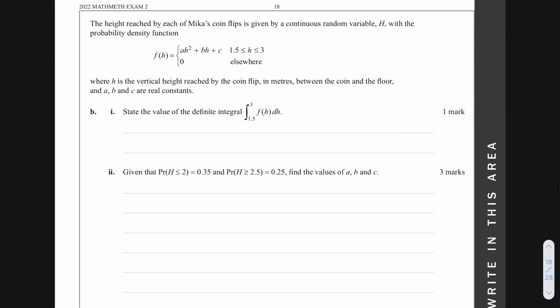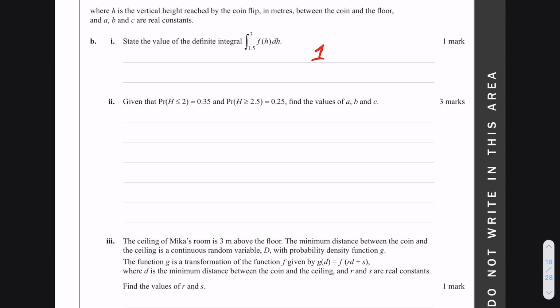The height reached by each of Mika's coin flips is given by a continuous random variable h with a probability density function f of h. H is vertical height reached by the coin flip between the coin and the floor. A, B, C are real constants. The value of the definite integral 1.5 to 3 is 1, it's a probability density function, meaning the whole probability has to be 1. Given that the probability h is less than or equal to 2 is that, and the probability that h is greater than or equal to 2.5 is that, find the values of a, b, and c.